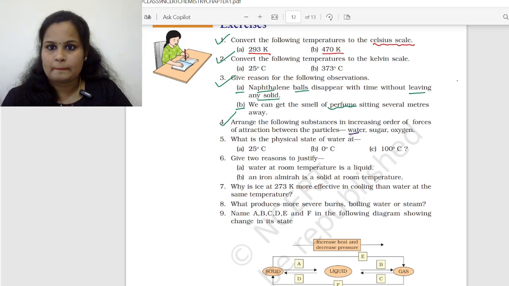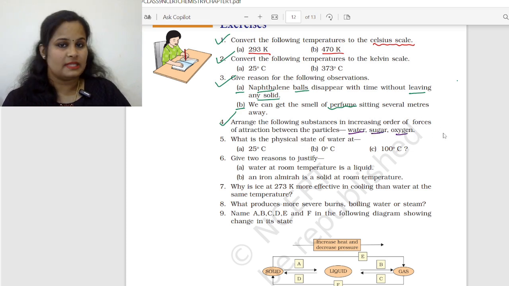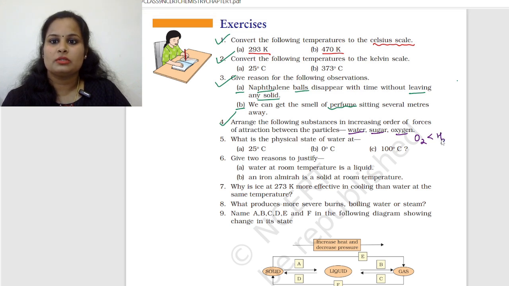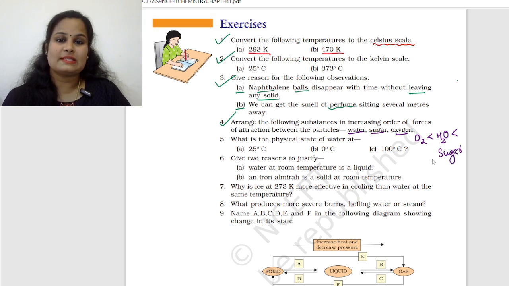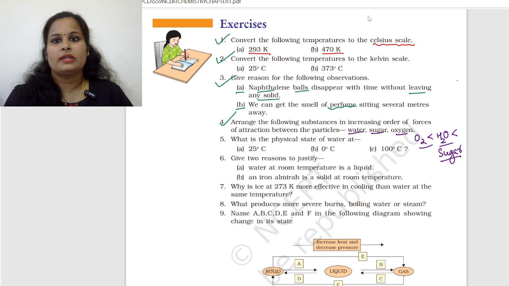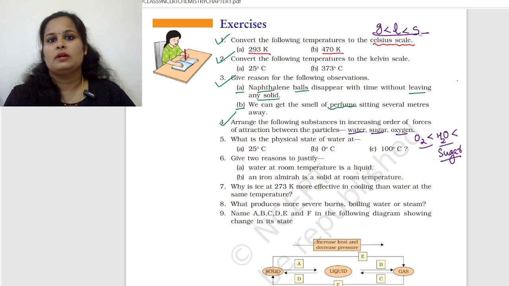Oxygen is a gas, right? So in increasing order of force of attraction, sugar comes last. So we can say oxygen is less than water, which is less than sugar. Sugar has the highest force of attraction, then water, then oxygen. So understand that order: gas, then liquids, then solids. This is in case of force of attraction. It will be just the reverse in case of the interparticular space.